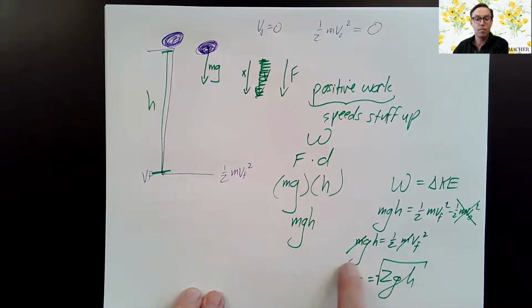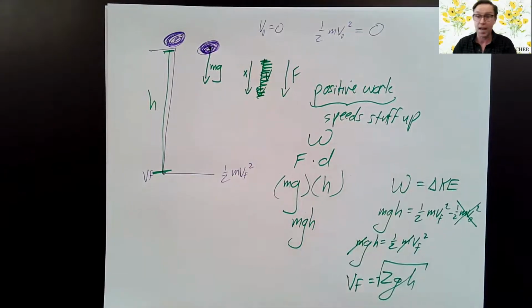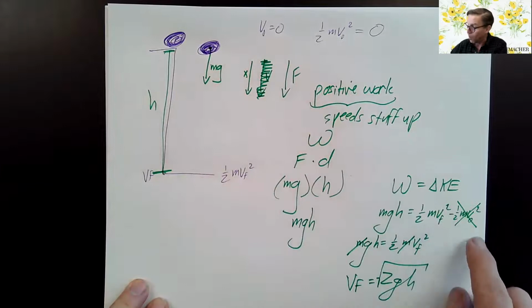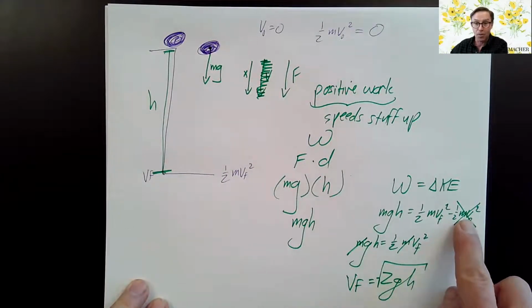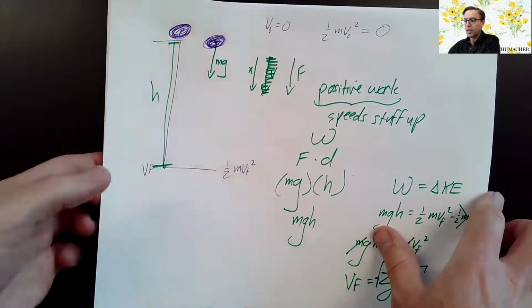Are there people who memorize this formula? Yes, there are. Am I one of those people? No, I honestly do not have this memorized. And I don't expect you to have it memorized either. I want you to remember the work energy theorem and plug in. Because sometimes there will be different situations. What if the original speed wasn't zero? Well, then I wouldn't have been able to cross this out, but I could have put a number in there and still found the final velocity. So that's how we use the work energy theorem.